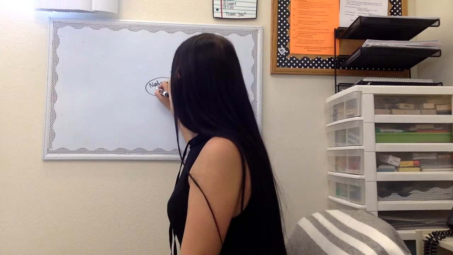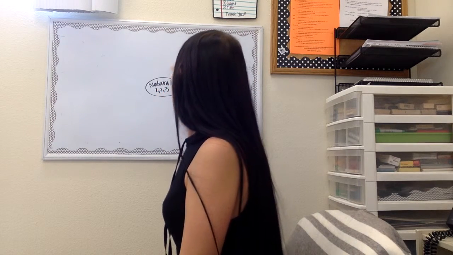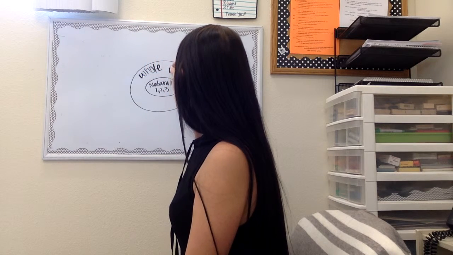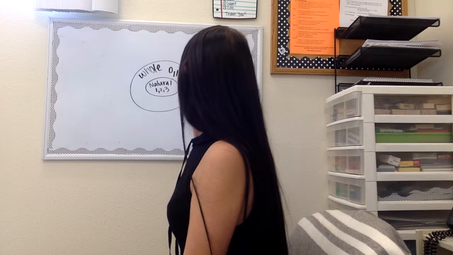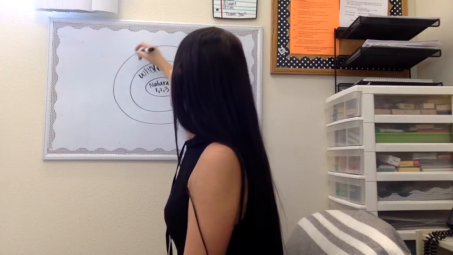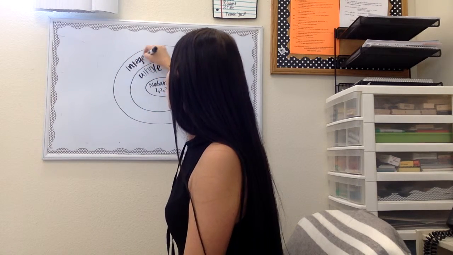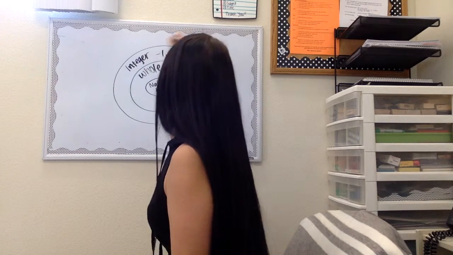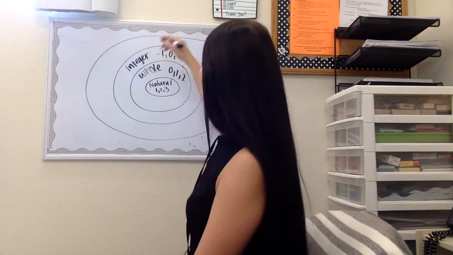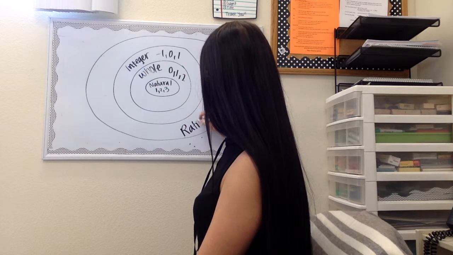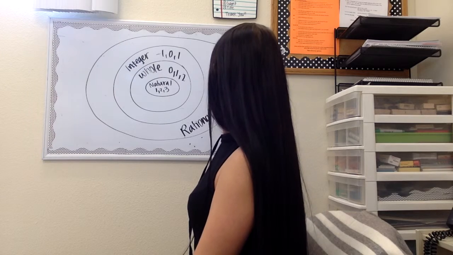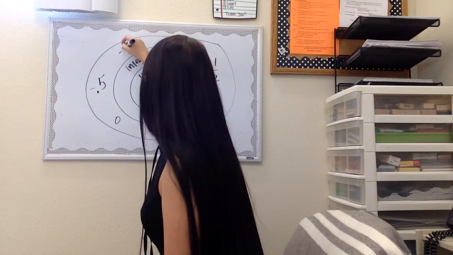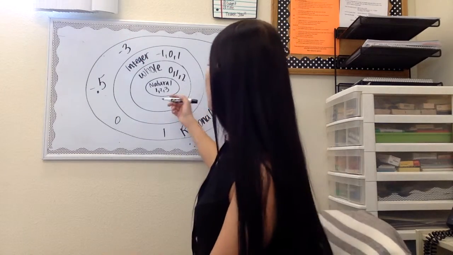Okay, so they're going to have natural, and then NW, they're going to have whole, and then they're going to have NWI, they're going to have integer, and then do they make another circle? They do. Then they're going to have another circle in NWIR, and it's going to say rational. And they're going to have examples kind of all the way around. Okay?